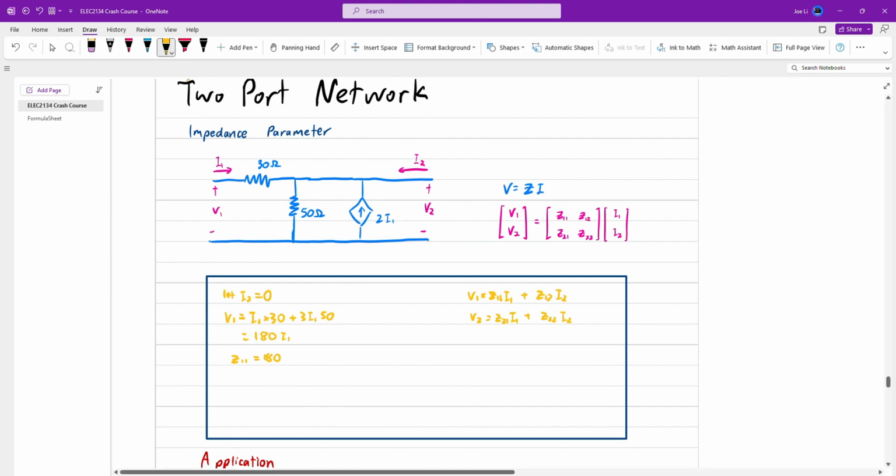Now the second equation. Look at V2. What is V2? V2 is the current through here times 50, which we already established is 3 times I1, times 50. So V2 is going to be 150 times I1. With this, we can deduce that Z21 is going to be 150 ohms. Again, this is in ohms as well. Cool. Hopefully you're happy with this.